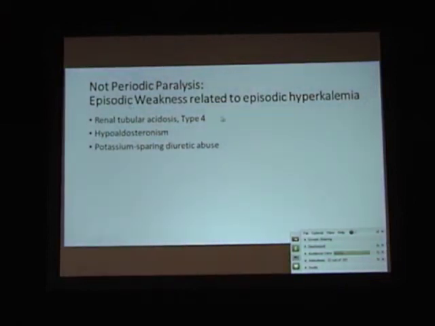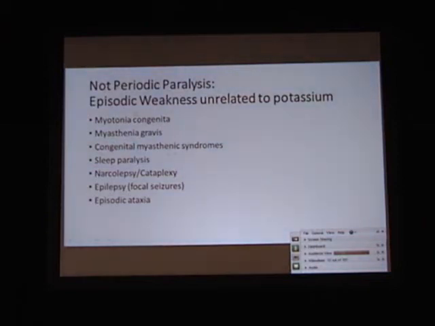If you have episodic weakness related to episodic hyperkalemia, you could think about a handful of things, something called renal tubular acidosis type 4, hypoaldosteronism, and again, potassium-sparing diuretic abuse. If it's episodic weakness unrelated to potassium, well then there's a bunch of neurologic conditions, and this is where I fall down, no pun intended, because I'm a dermatologist and not a neurologist. Myotonia congenita isn't necessarily related to potassium, but of course we have someone in the room where it is related to potassium. Myasthenia gravis, sleep paralysis, narcolepsy, epilepsy, and episodic ataxia.